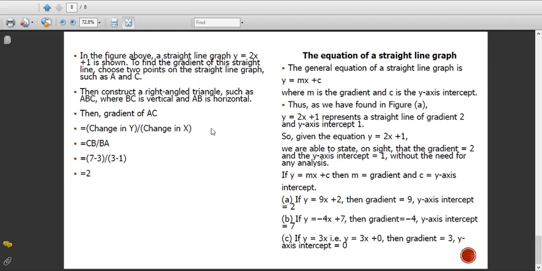So we do not need to analyze or calculate the gradient and the y-intercept in case we have the equation of the line. We have some examples here: y is equal to mx plus c, where m will be the gradient. So if we have 9x plus 2, our gradient will be 9 and our intercept will be 2. Then if we have negative 4x plus 7, the negative 4 will be our gradient and the 7 will be our intercept. Then if we have y is equal to 3x, that means we have a plus 0 here. So the gradient will be 3 and the y-intercept will be 0.